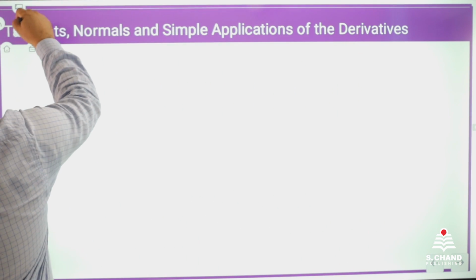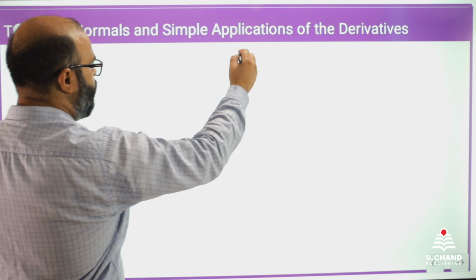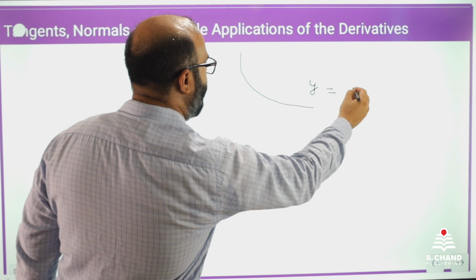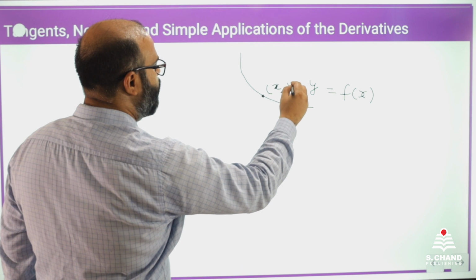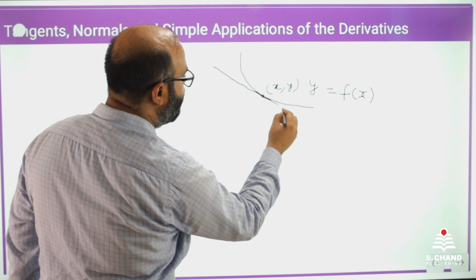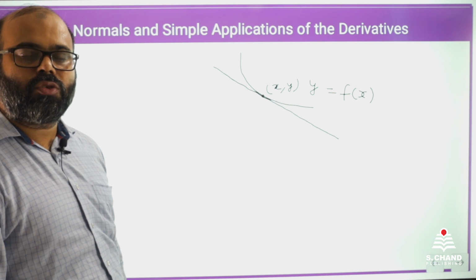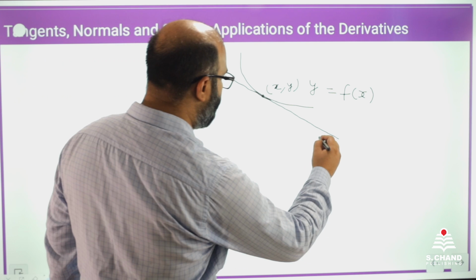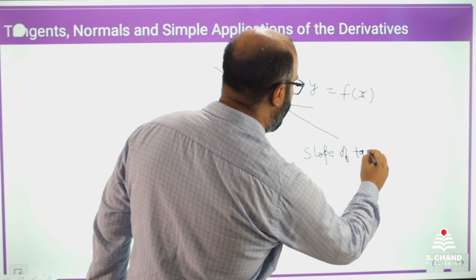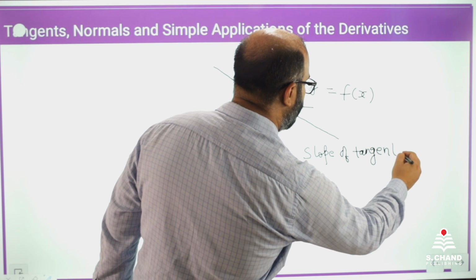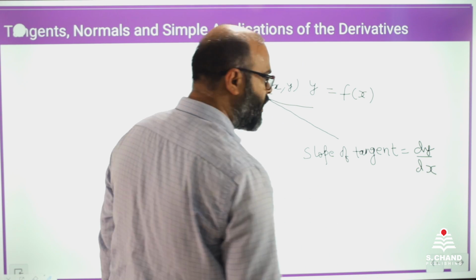So if we talk about a curve y is equal to f of x, then there is a point x comma y on that curve where we may have to find the equation of the tangent. So how will we find the equation of the tangent? First we need to know the slope of the tangent. So slope of the tangent is actually m, which is dy by dx. This is the application of derivative in tangents.